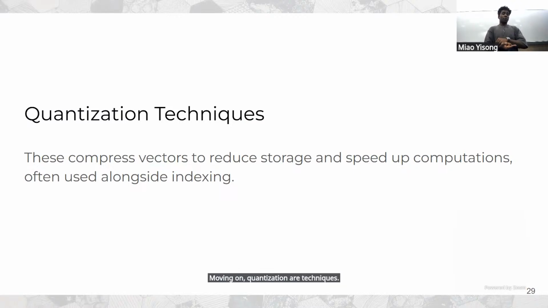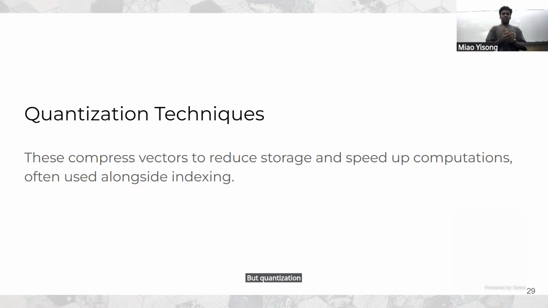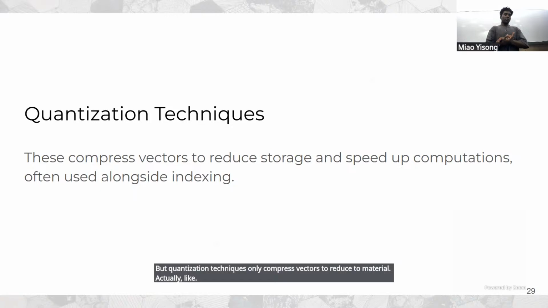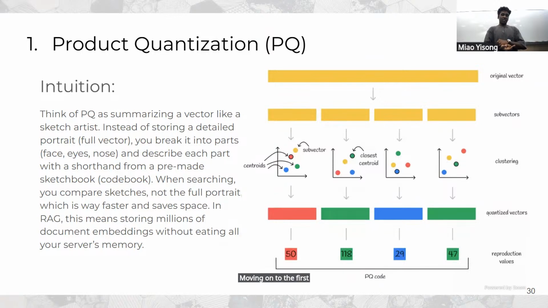Quantization techniques are also confused with dimensionality reduction techniques. But quantization techniques only compress vectors to reduce storage. They don't actually reduce dimensions, because for RAG in general, we don't want to reduce dimensions. Moving on to the first quantization, which is probably the most confusing, but the coolest quantization technique. It's called product quantization, which my fellow presenters will talk about in more detail as well.